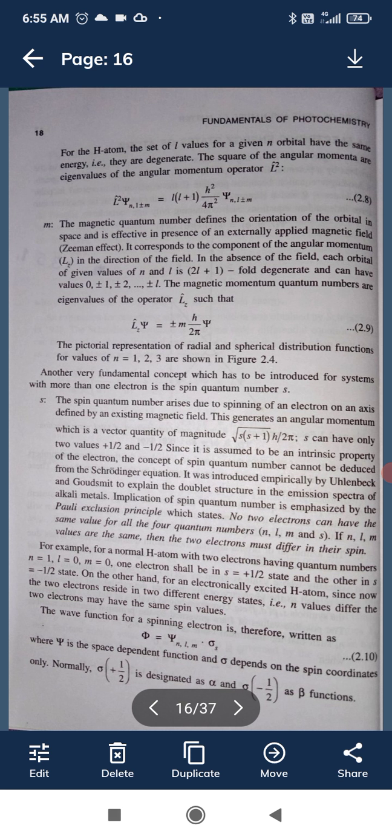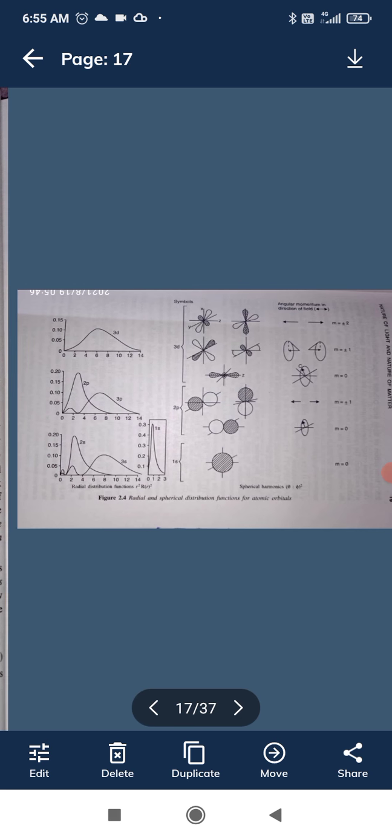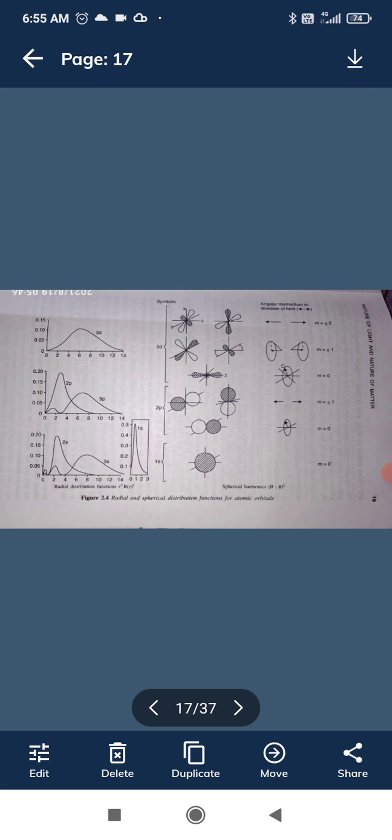The wave function for a spinning electron is therefore written as psi is equal to psi n l m into sigma s, where psi is the space dependent function and sigma depends on the spin coordinates only. Normally, sigma plus half is designated as alpha and sigma minus half is designated as beta function. So these are given in the next picture, showing how these symbols are used.